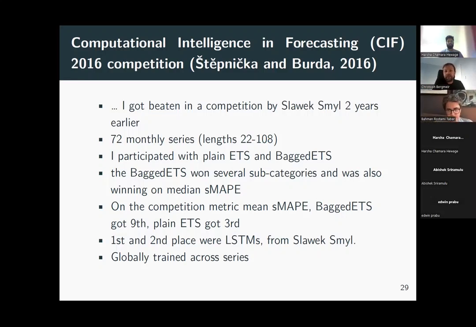And bagged ETS won several subcategories, and it also won on median estimate. However, the competition metric was mean estimate, and bagged ETS actually was quite bad. It got 9th, and ETS got 3rd. First and second place were LSTMs from Slawek Smyl, globally trained across all the series. And I think this is still a very interesting use case, because this is a small data set, and still machine learning is able to outperform everything else. This was quite new. So I think the most important thing here is globally trained across series, right?